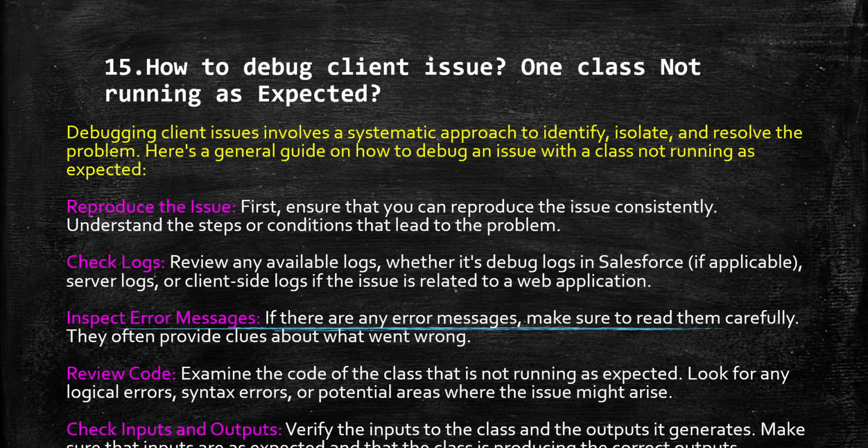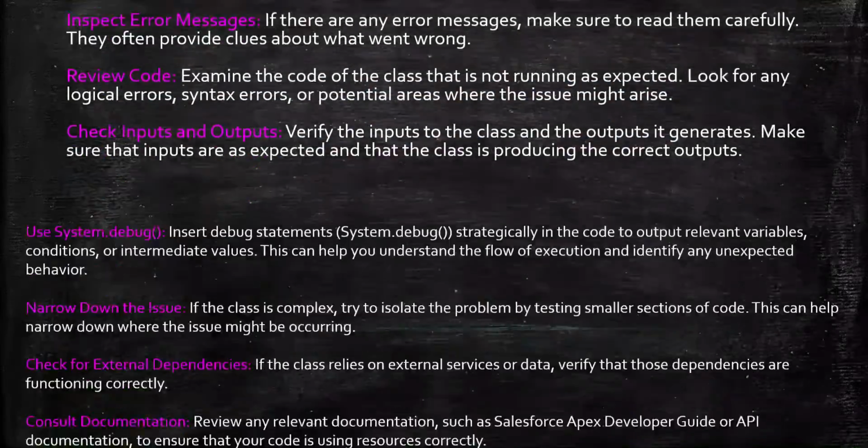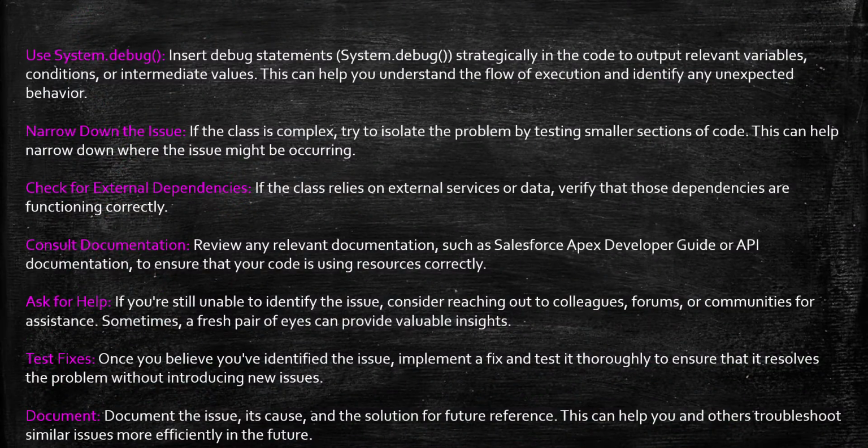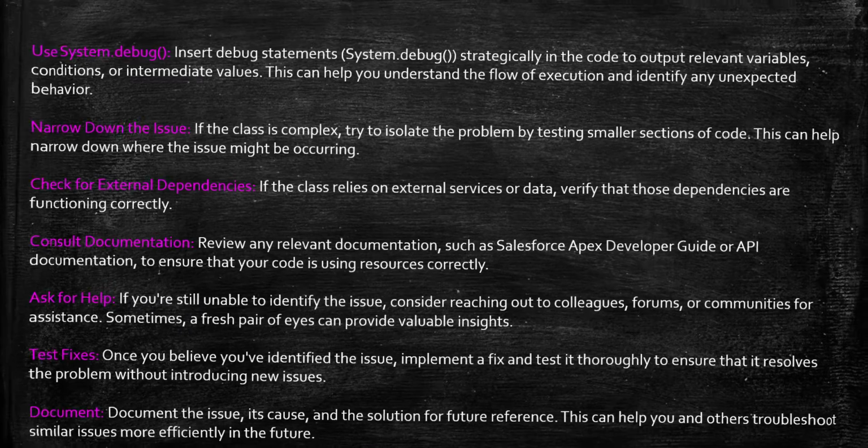That is, inspect error messages, review your code, check inputs and outputs. Use System.debug, narrow down the issue, check the external dependencies. If a class relies on external services or data, verify that those dependencies are functioning correctly. So consult documentation, ask for help, test fixes, and document. If the class is correct, the document has to be correct, and if your logic is not correct as per the document, then review your document over there.